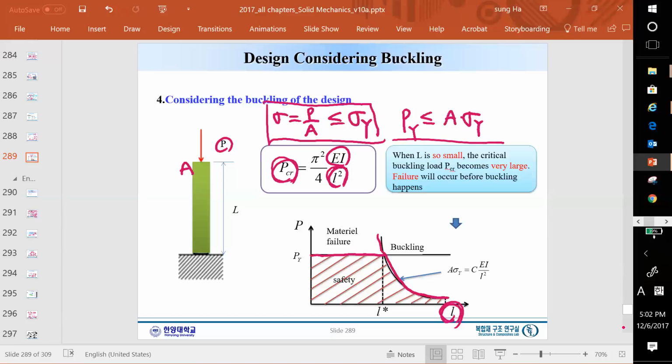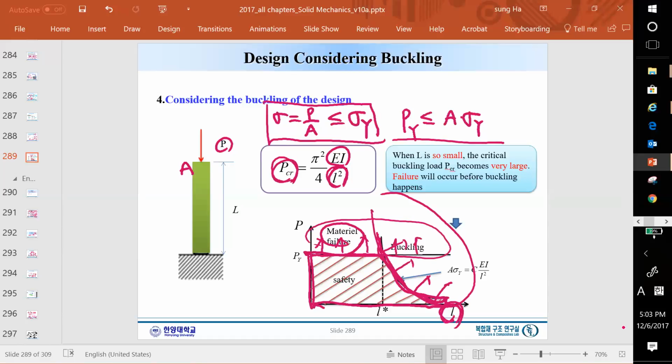So if we plot this, we get this equation. For this, this is the safety zone. We need to design here. If we go here, the material will fail. If we go into this region, the structure will buckle. So above here, the material will fail. Don't go here and don't go here. The only safety zone is this much.